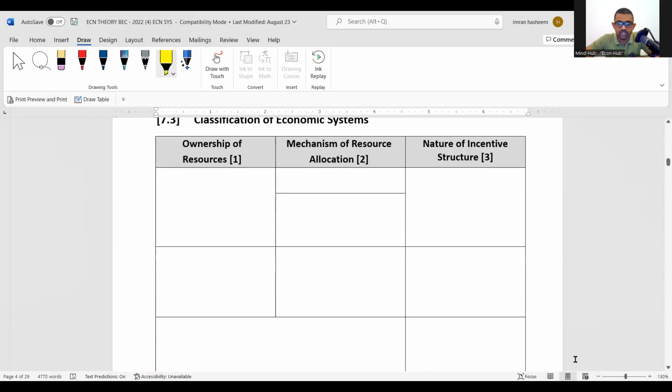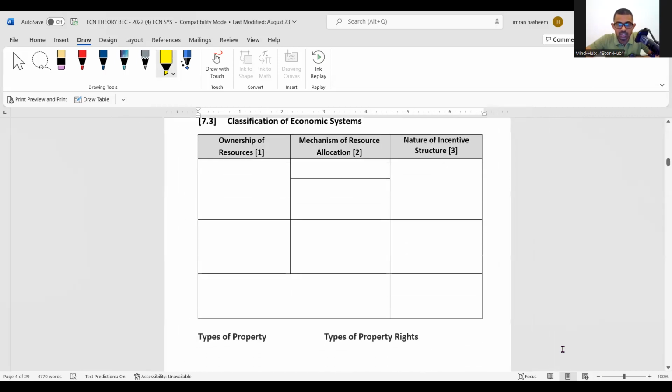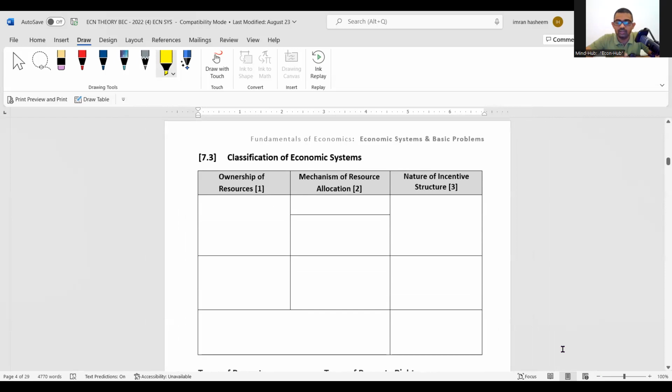This particular table, I'll just reduce it a bit so that we can see it. This particular table is what I would say is the most important thing in the entire chapter.